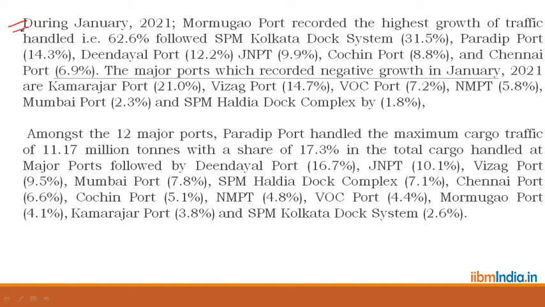If we move further into January 2021, Mormugao Port recorded the highest growth of traffic handled at 62.6%, followed by SPM Kolkata Dock at 31.5, Paradip Port 14.3, Deendayal Port 12.2, Jawaharlal Nehru Port Trust (JNPT) 9.9, Cochin Port Trust 18.8, and Chennai Port Trust 6.9. The major ports which recorded negative growth in January, there were a few ports where we have recorded negative growth also.